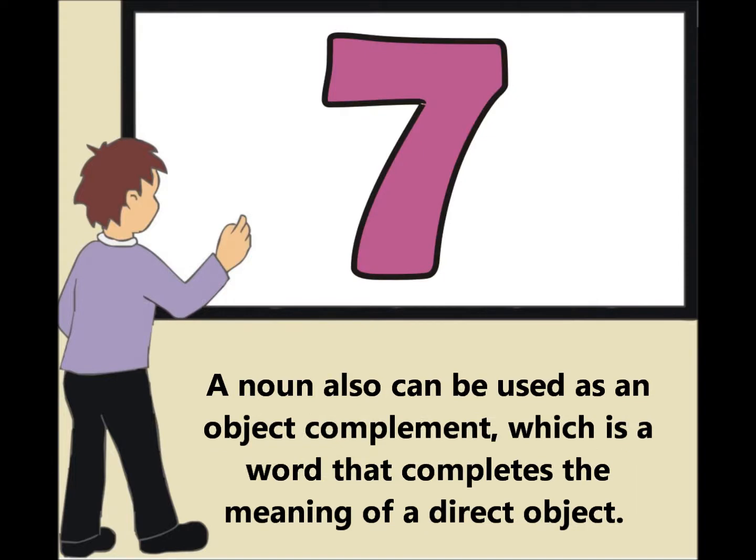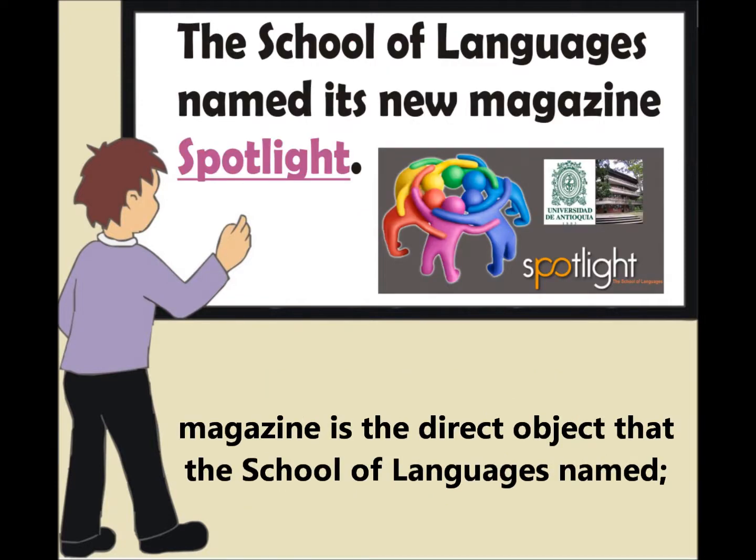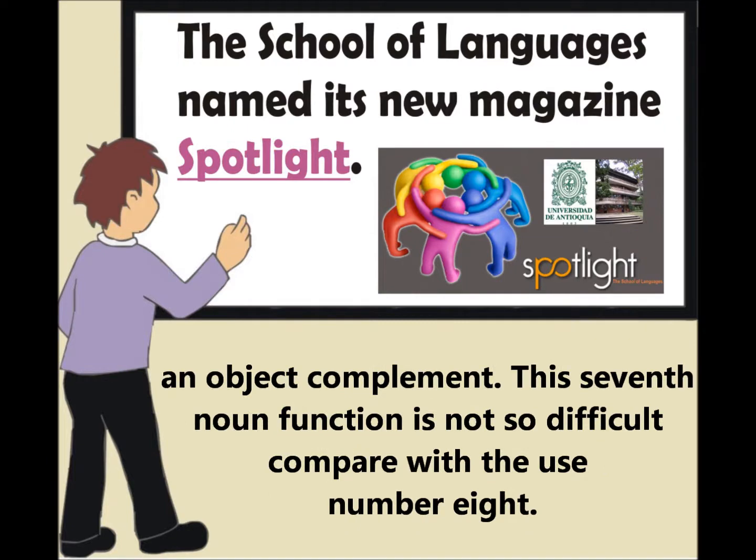Noun also can be used as an object complement, which is a word that completes the meaning of a direct object. It is used when the direct object does not make complete sense by itself. For example, in the sentence, the School of Languages named its new magazine Spotlight, magazine is the direct object that the School of Languages named. However, it does not have complete sense without Spotlight, the noun, which is used as an object complement.